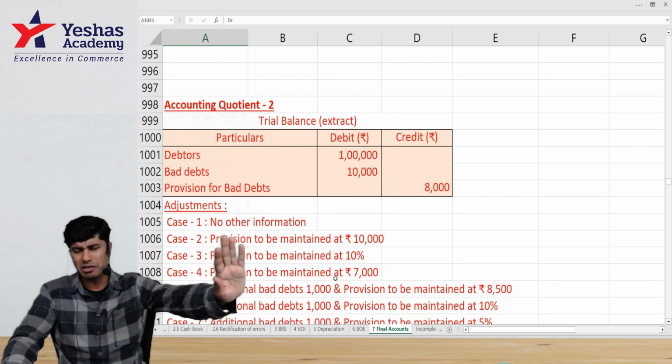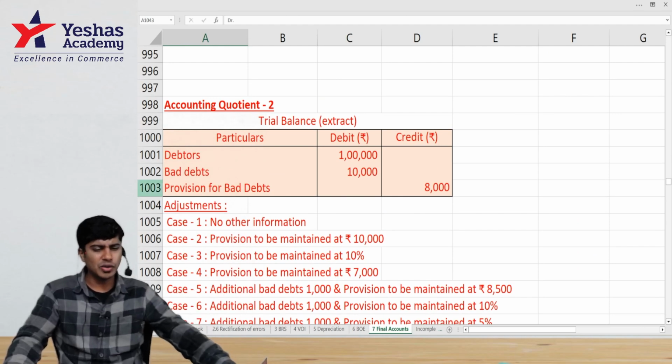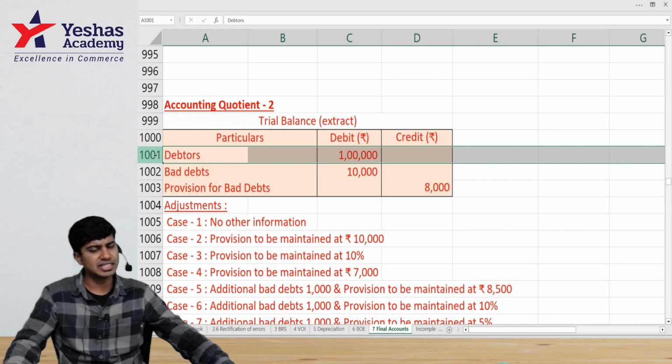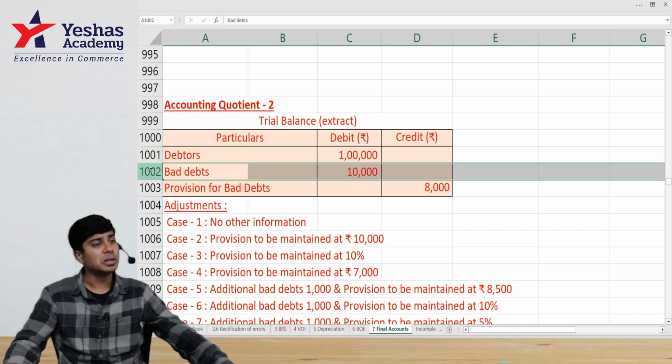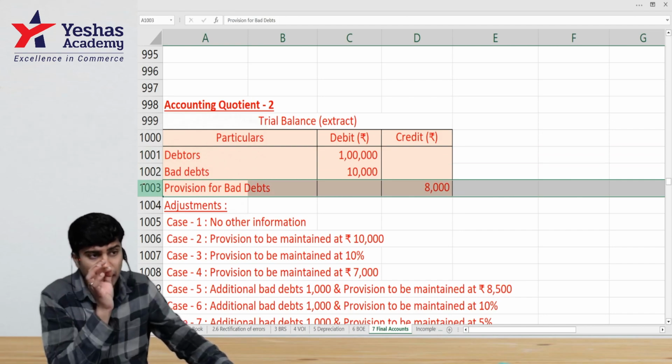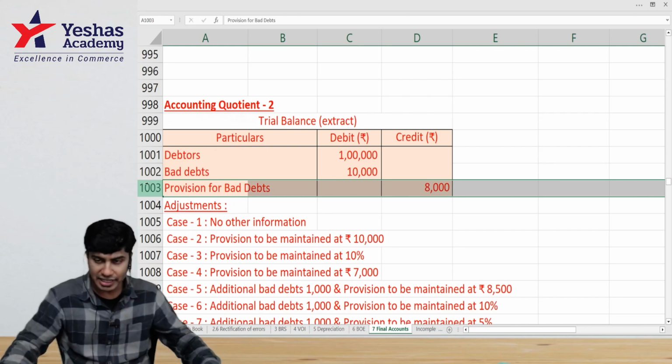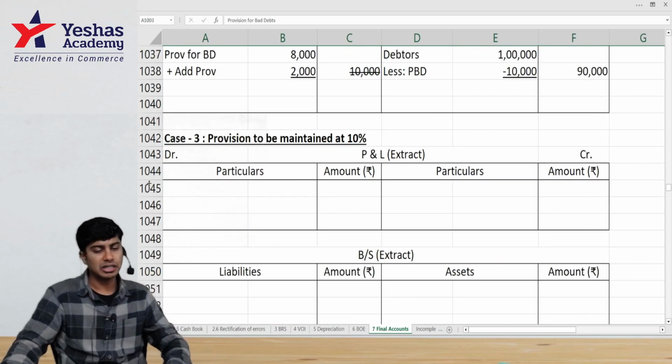First, we'll go with a simple basic item from trial balance. Where do I write this debtors? Balance sheet, asset side. Where do I write this bad debts? P&L account, debit side. Where do I write this provision? Balance sheet, liability. Understood? Let's write these 3 items. Then read the adjustment. Come on.